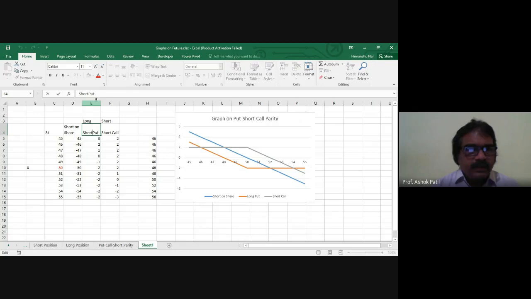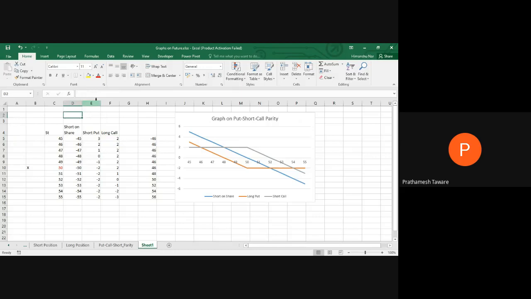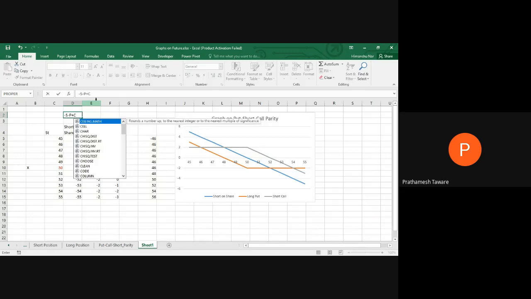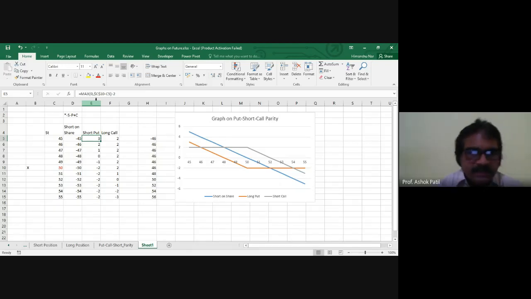Okay. I hope everybody is understanding what is being done. Do you remember what is the question? Anybody? Prathamesh, what is the question? Sir, it's minus short put plus long call. And we have to tell whether that is going to give us minus X or not. So now we'll see whether it is going to happen or not.